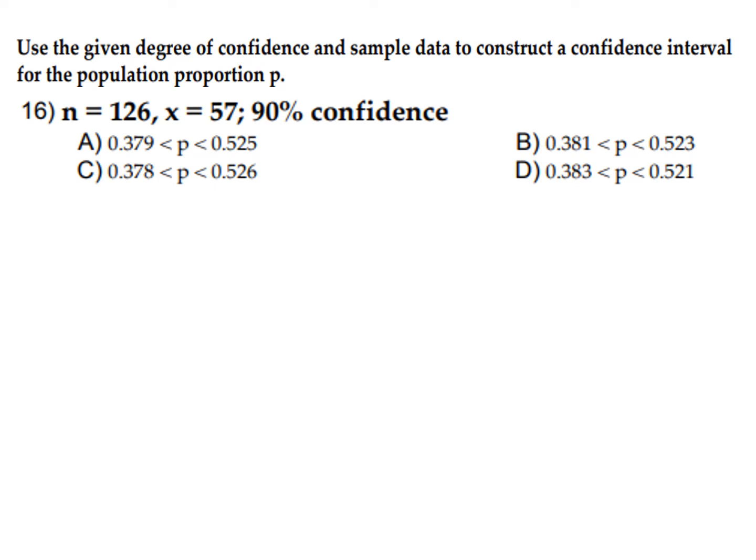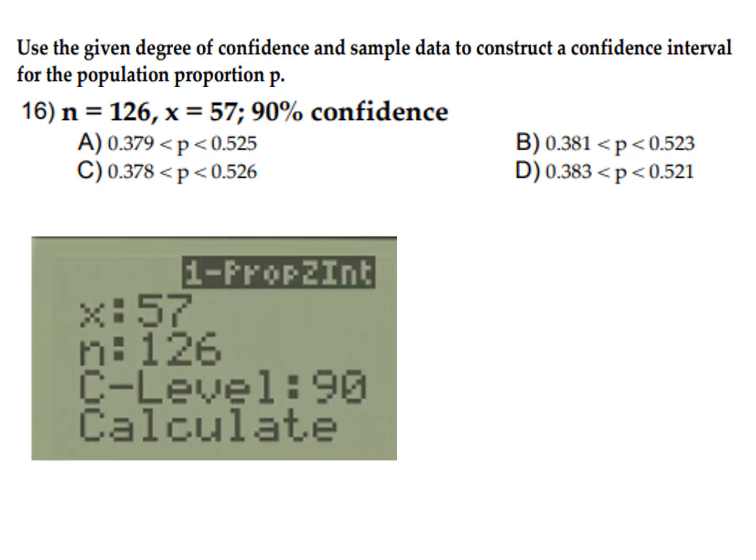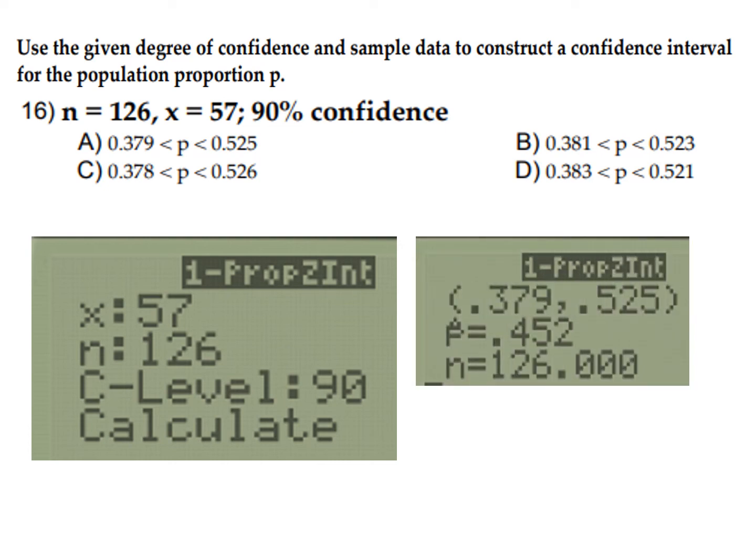All right, now we need a confidence interval. So once again, we're going over to stat, arrowing over to test, coming down to 1-PropZInt. I believe it's letter A. It asks us for 3 values. You're given an x, you're given an n, you're given a confidence level. Just substitute those values in the correct order, and correct to 3 decimal places, between 0.379 and 0.525, exact, letter A.